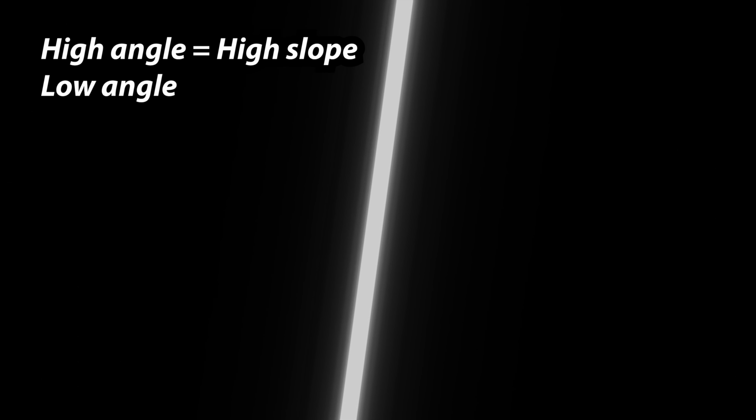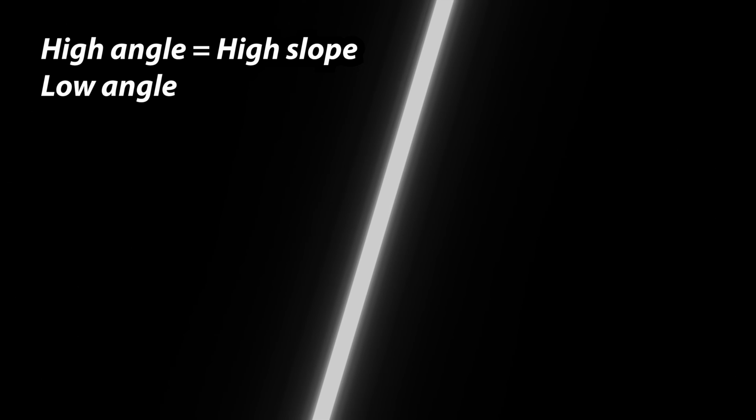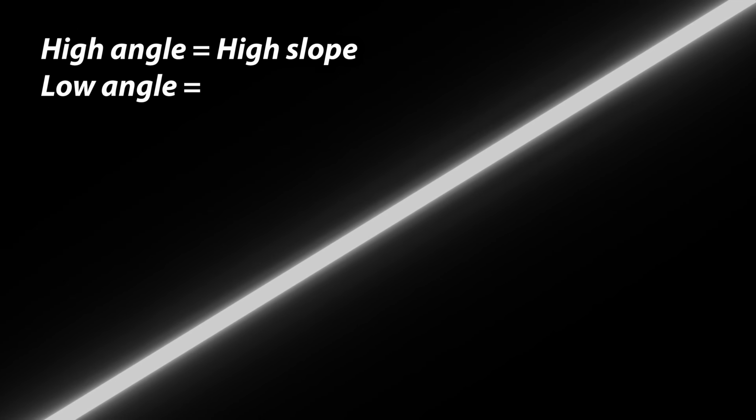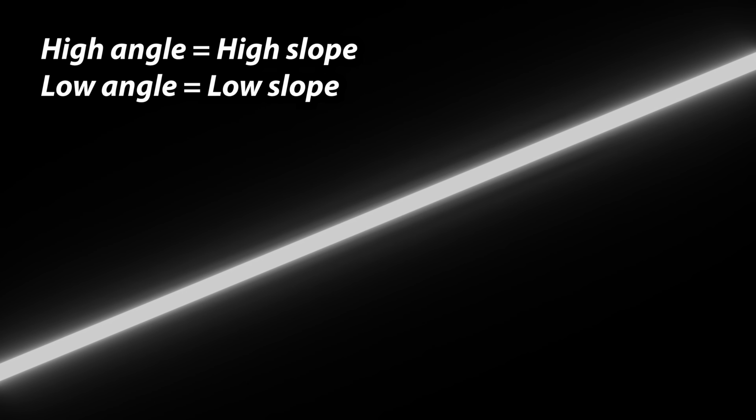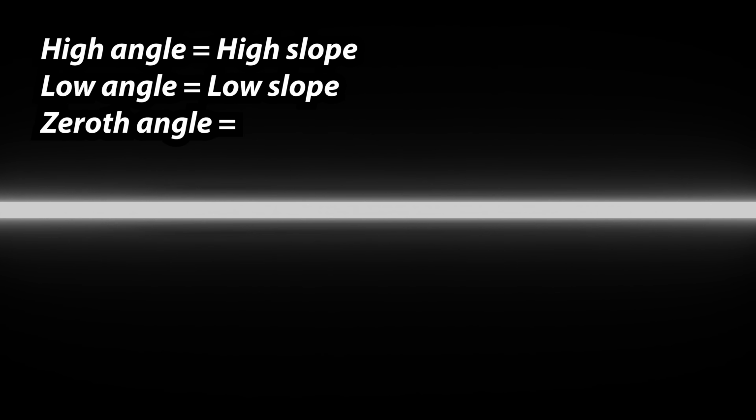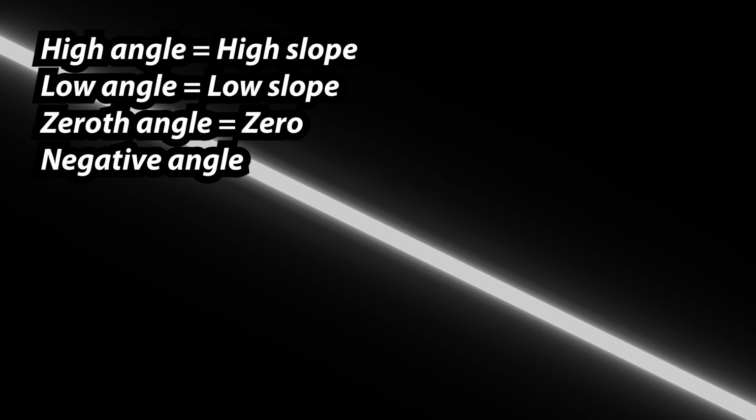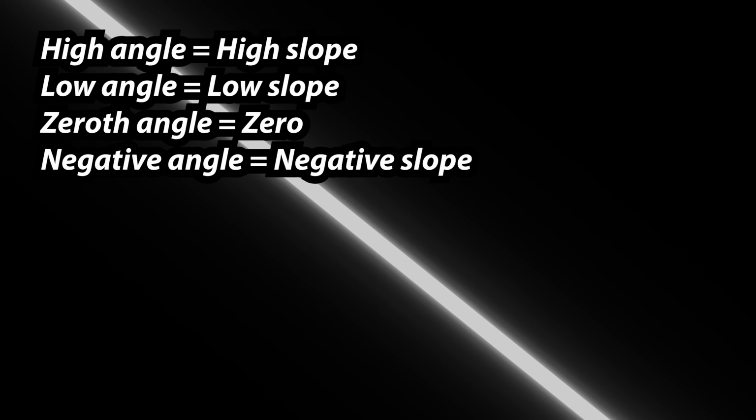So now, here's what we want to achieve. We want to create a system in which a slope like this would give us a high value, because it's a high slope. A slope like this would give us a low value, because it's a low slope. A slope like this would give us 0, because there is no slope. And a slope like this would give us a negative value, because it goes the other way. So how would we do it?